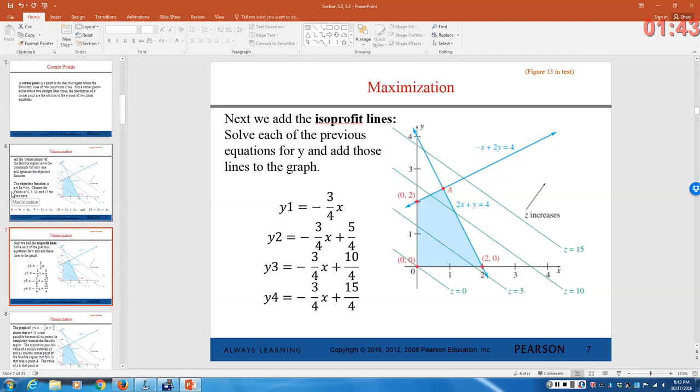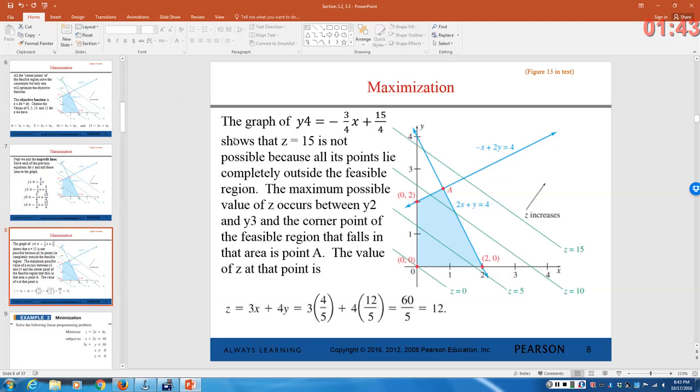Once you realize what's going on here, as z increases, those are called isoprofit lines. Even if you're not talking about a profit function, they're called isoprofit lines. And what you want to do with those is you use them to maximize. Y4, which is the last one we graphed, is not possible because all of its points lie completely outside the feasible region. The maximum possible value of z occurs between y2 and y3, which is somewhere between here and here.